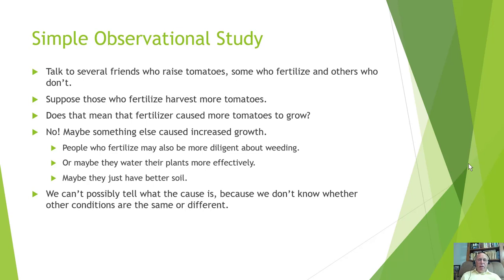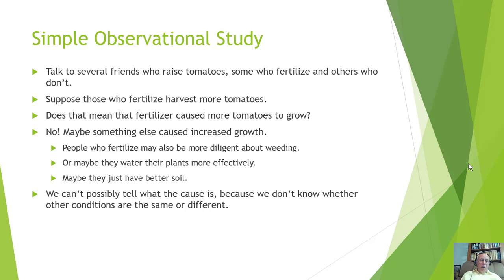Now, there's another way we might do this. Instead of an experiment, suppose we decided to proceed by an observational study. Maybe we could talk to several of our friends who are gardeners and raise tomatoes. Some of those would fertilize and some of them don't. Now, suppose those who fertilize tend to harvest more tomatoes than those who don't. Does that mean that fertilizer causes more tomatoes to grow? Well, the answer is no. We can't make that conclusion. Not because fertilizer doesn't help, but because we can't sort out all of the factors. Maybe something else is causing the increase in harvest.